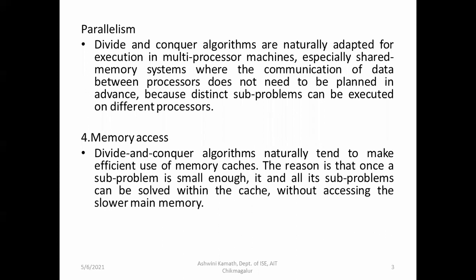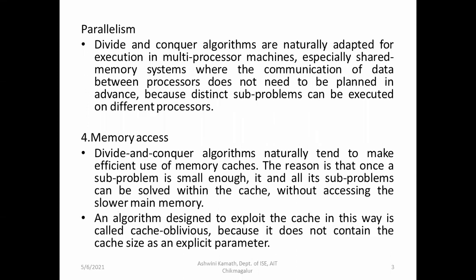The reason is that once a subproblem is small enough, that subproblem and all its subproblems can be solved within the cache without accessing the slower main memory. So when the problem is very small, and we know that the cache is also small, the input will be smaller. So we can solve it in the cache memory itself, and it will be faster.